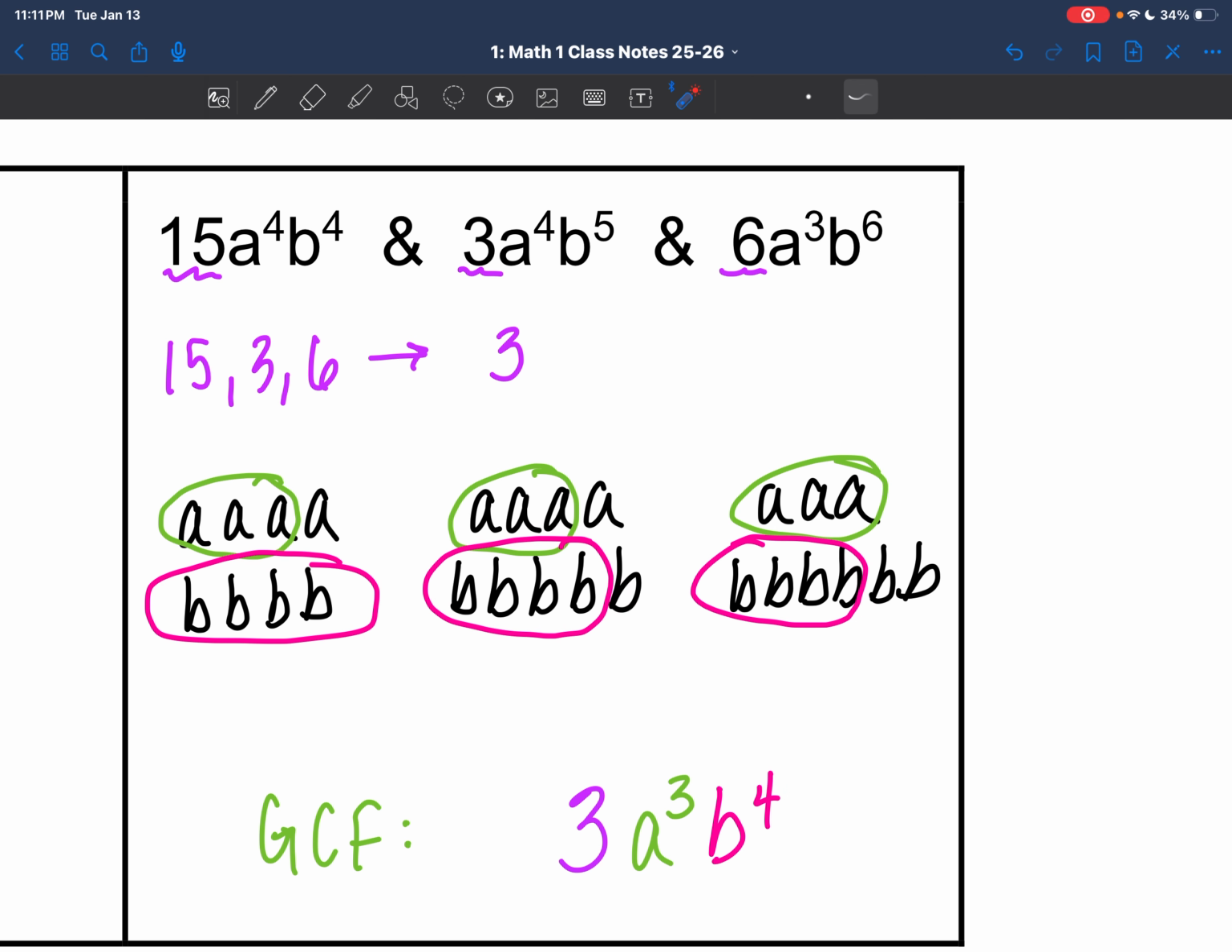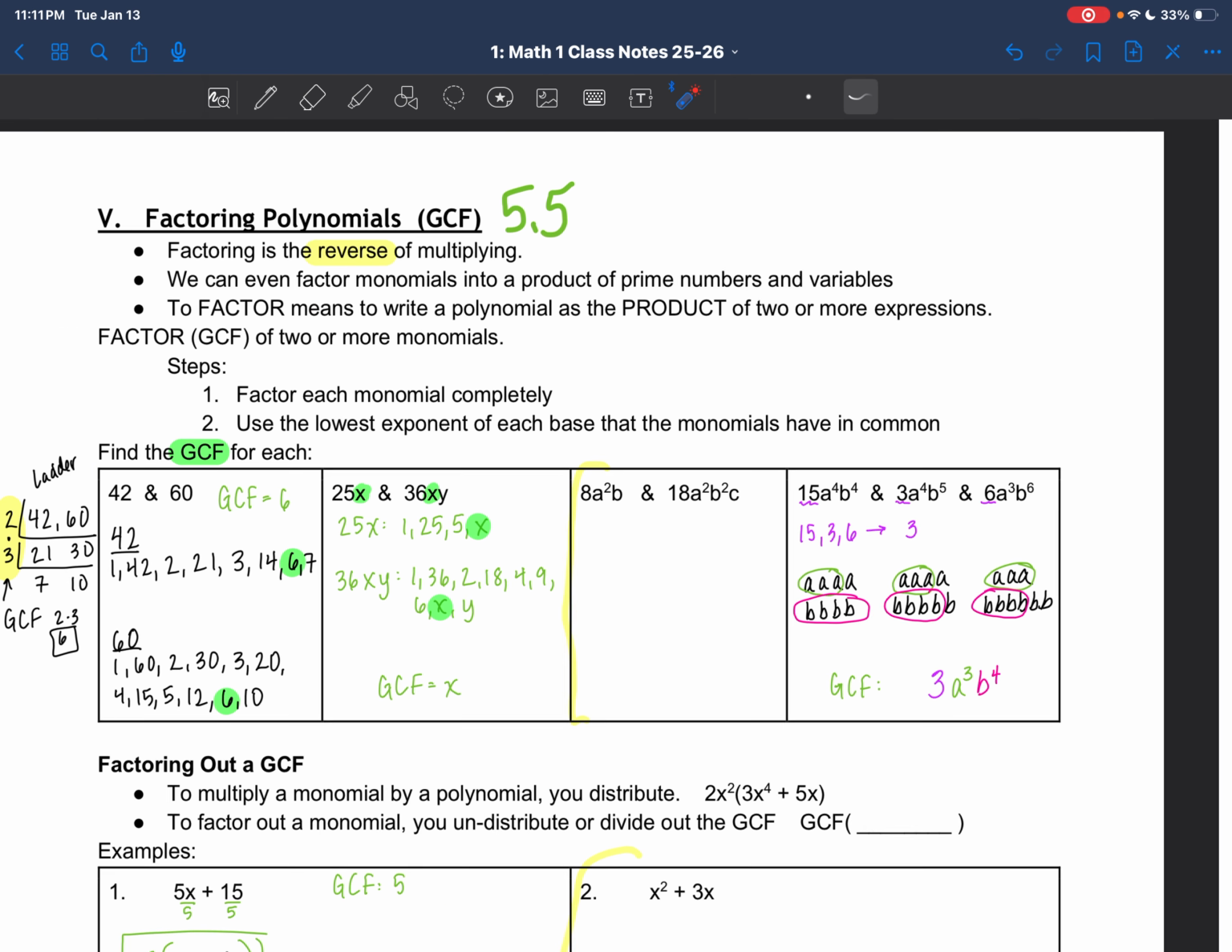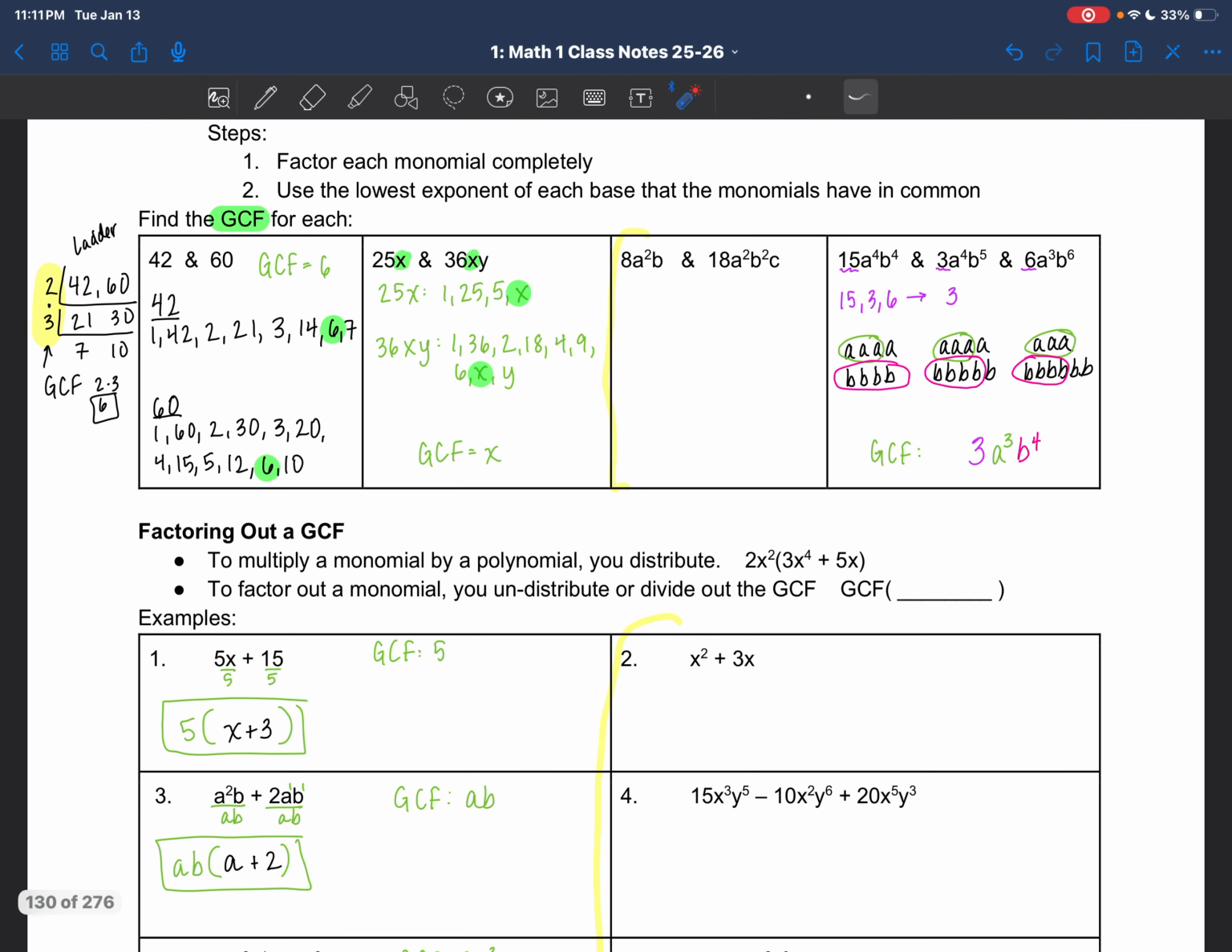Now put them all together and you have 3a to the 3rd, b to the 4th is the greatest common factor. All right.